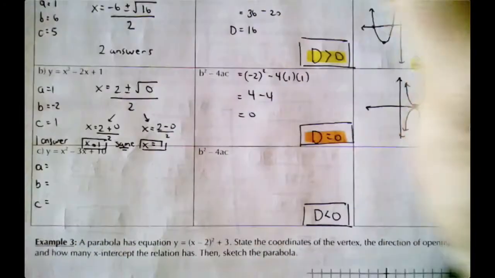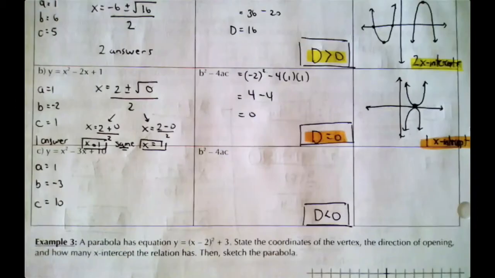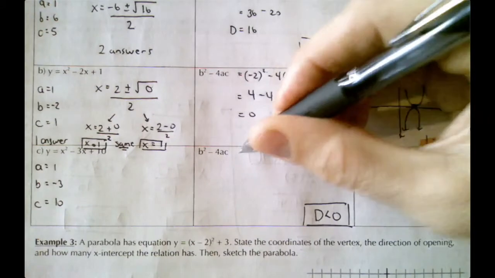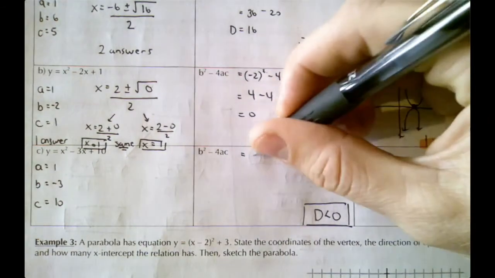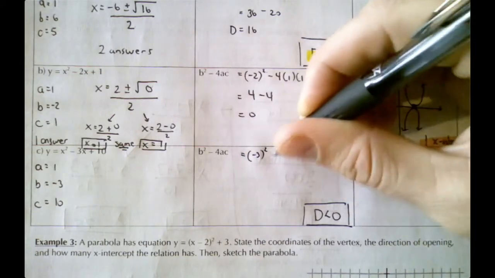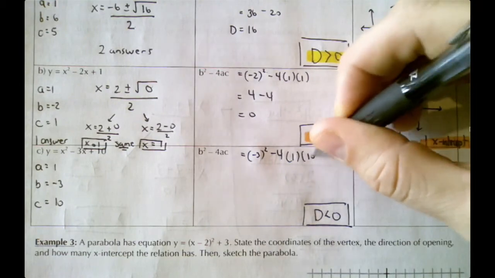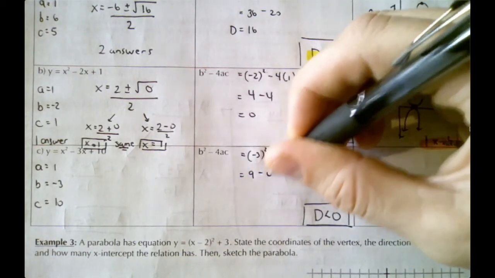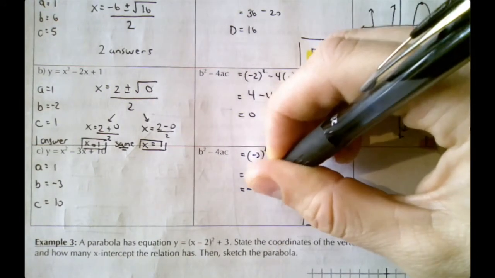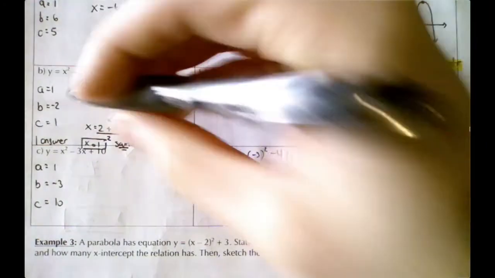Well, we got a, b, and c. A is 1, b is negative 3, c is 10. Let's find our discriminant. Negative b squared is negative 3 squared minus 4 times a is 1 times c is 10. Negative 3 squared is 9 minus 40 is negative 31. So our discriminant is negative. And let's see what happens.